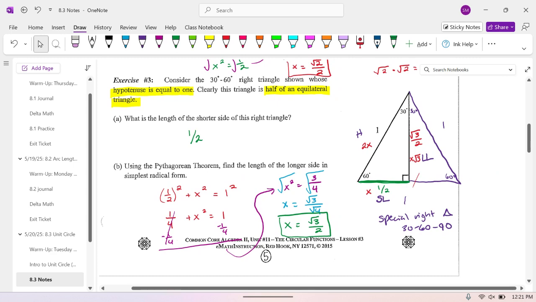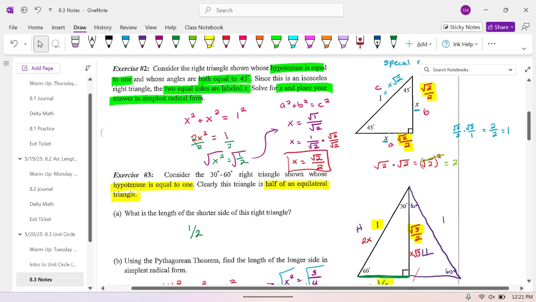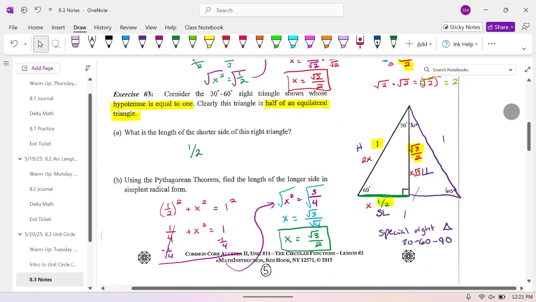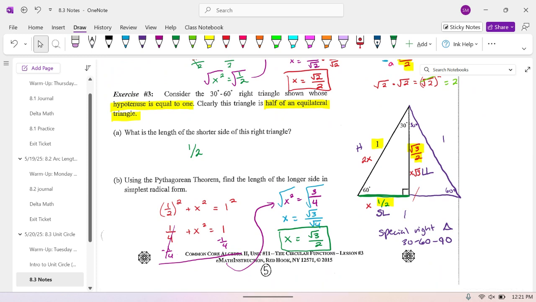So the biggest thing that you guys need to remember from both of these are these numbers right here. All of these numbers you need to remember. And you'll see why in a second. Because now we can figure out the coordinates of our special right triangle. We technically already have them.